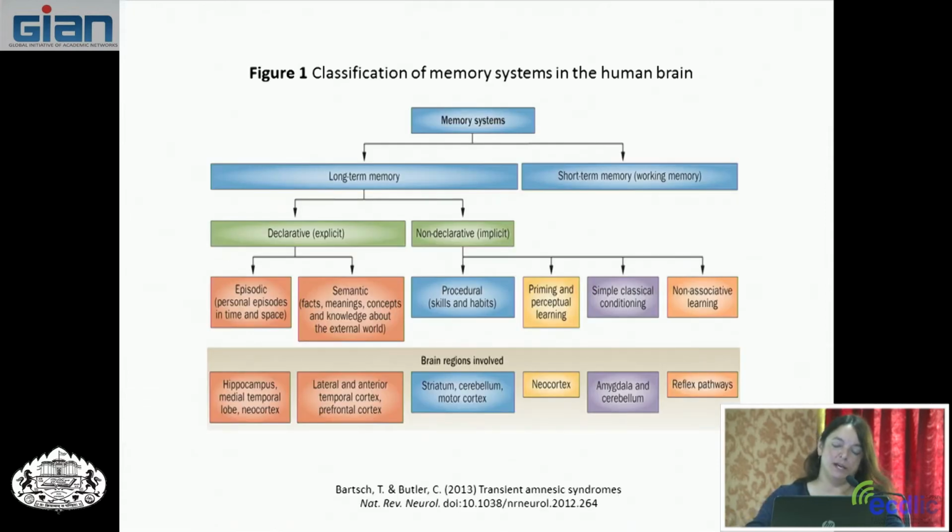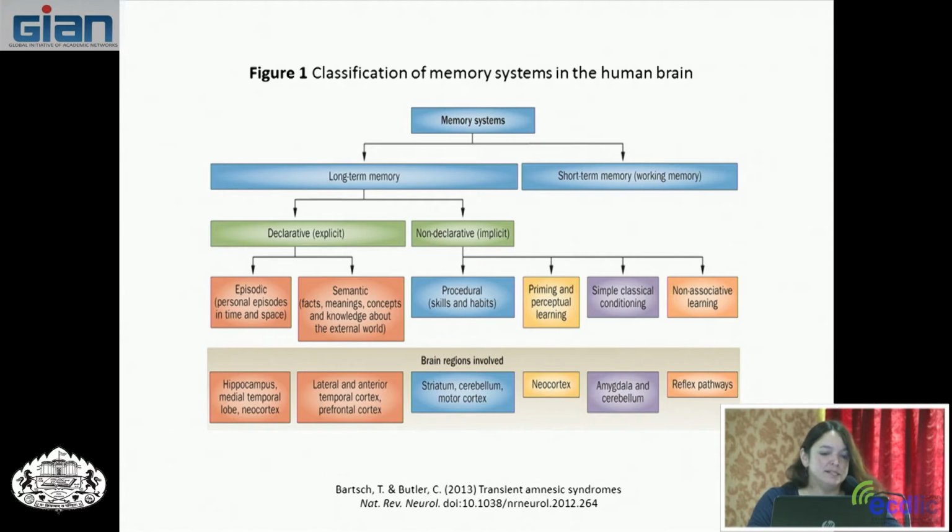Okay, so this is a classification diagram of these memory systems. Again, we have the short-term memory, also called the working memory, and we have the long-term memory. Long-term memory can be divided into declarative, or explicit, and non-declarative, or implicit. Underneath each of these types of memories is a little schematic of what part of the brain is thought to be employed during these memories.